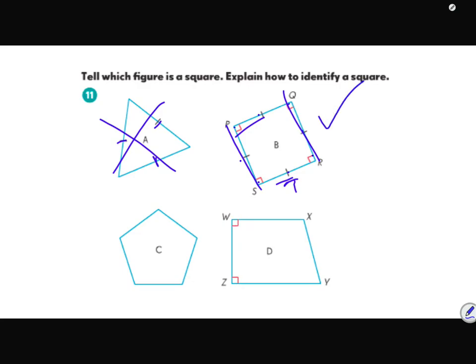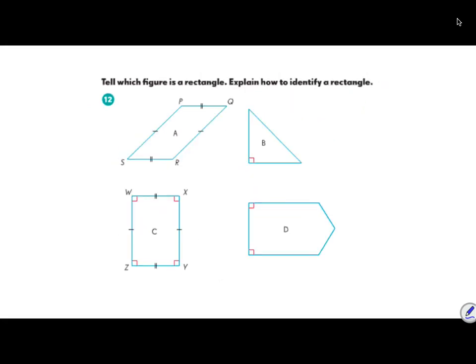So that one is. C is not a square because it has 1, 2, 3, 4, 5 sides. That's a pentagon, so not that one. And D is not a square because although it has 4 sides, only 2 right angles, and all the sides aren't the same length. So that's a trapezoid. So the only one that is a square is B. And then what about this? It says stop. You're going to stop and pause and tell me which is a rectangle and how you know.